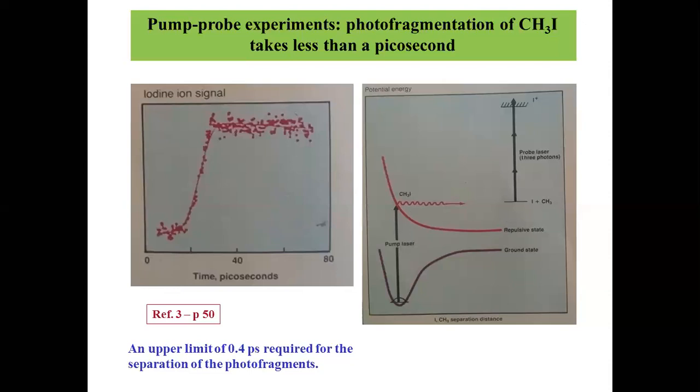So that's why the intensity is getting flattened, because when it comes here, all the iodine is going to be in the resonance condition, so it's going to go to the I plus. And it was found that this maximum limit, I mean the upper limit, is that it takes 0.4 picosecond to do the separation of the methyl group and iodine.